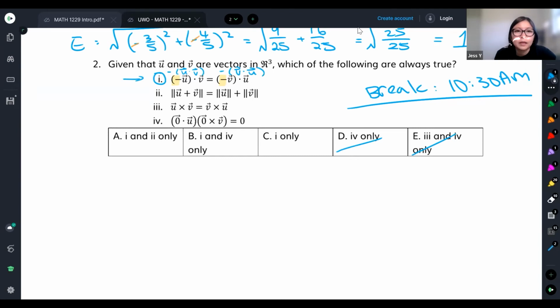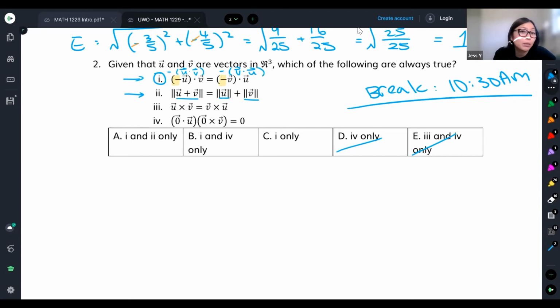Okay. Now let's take a look at number 2. The length of u plus v is the length of u plus the length of v. Is that true? Well, think about your formulas, right? This is the square root of u plus v, each of the numbers squared, added together. Whereas this is the square root of the numbers in u squared added together, plus the square root of the numbers in v squared added together. So how would I know if this is true or not?